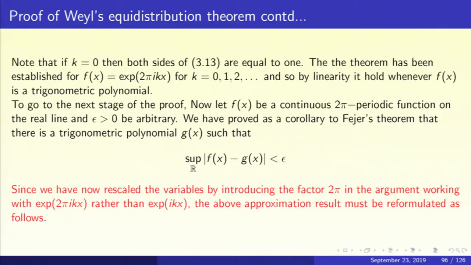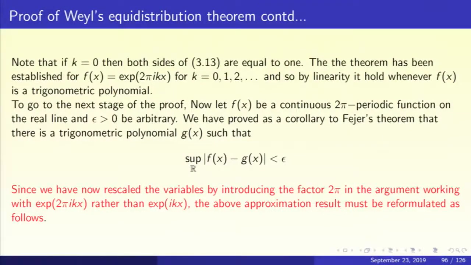Now we come to the next stage of the proof. We are going to go beyond trigonometric polynomials and go to continuous functions. How do you pass from trigonometric polynomials to continuous functions? Fourier's theorem helps us. Fourier's theorem says that if I take a 2 pi periodic continuous function, then there is a sequence of trigonometric polynomials converging uniformly to f of x. The Cesaro sums or the partial sums of the Fourier series are trigonometric polynomials, and they converge uniformly to f.